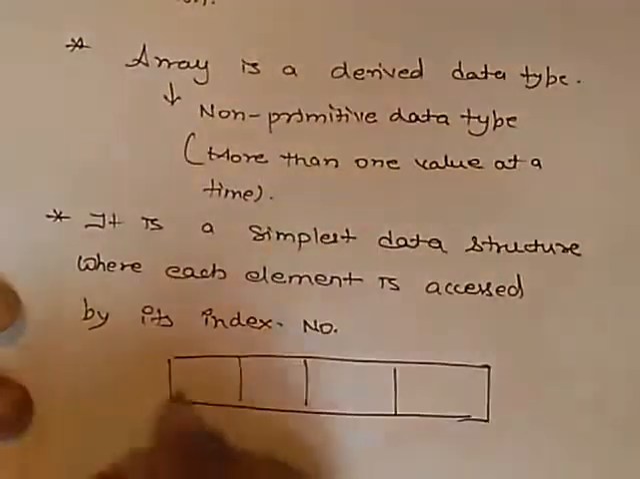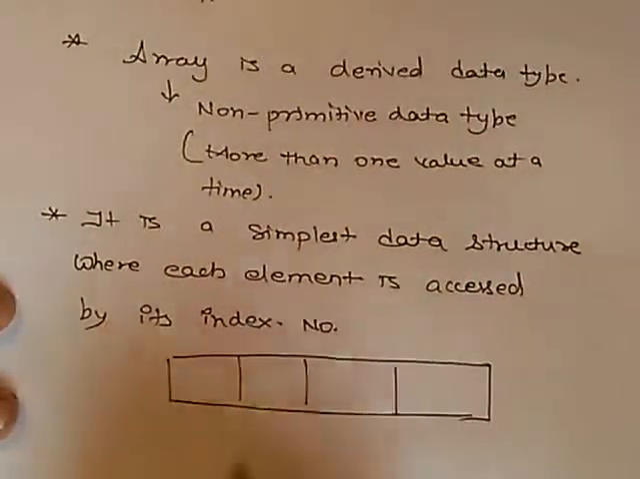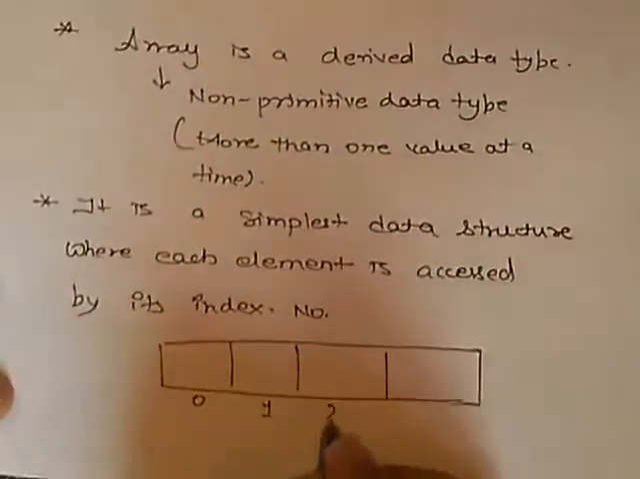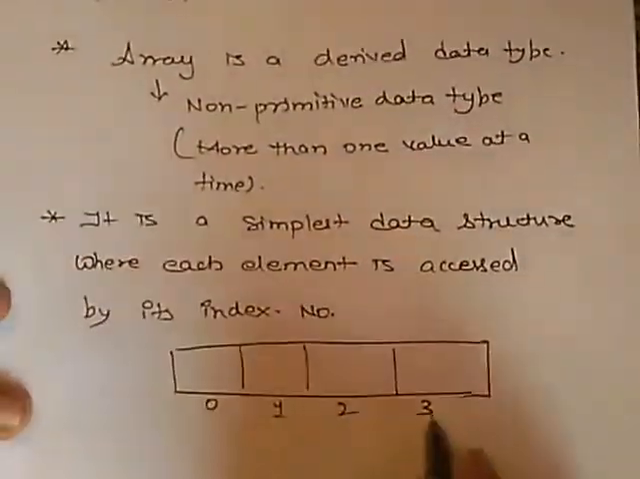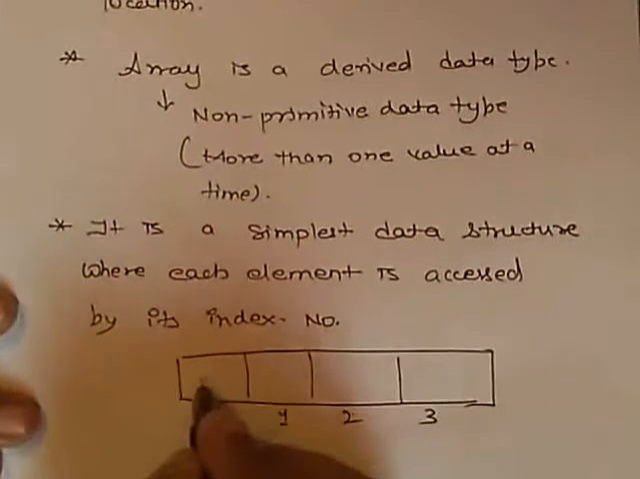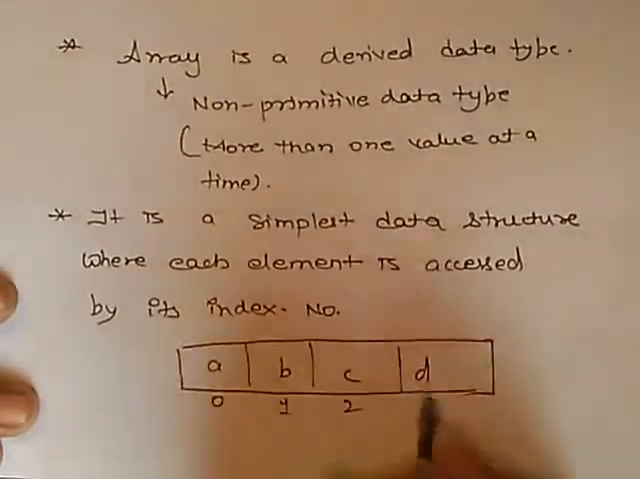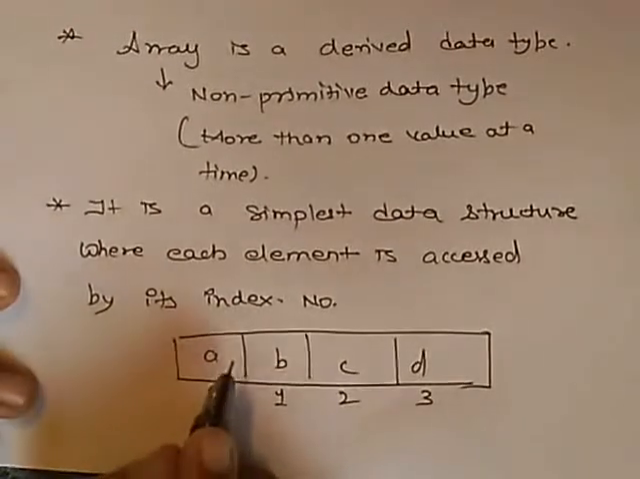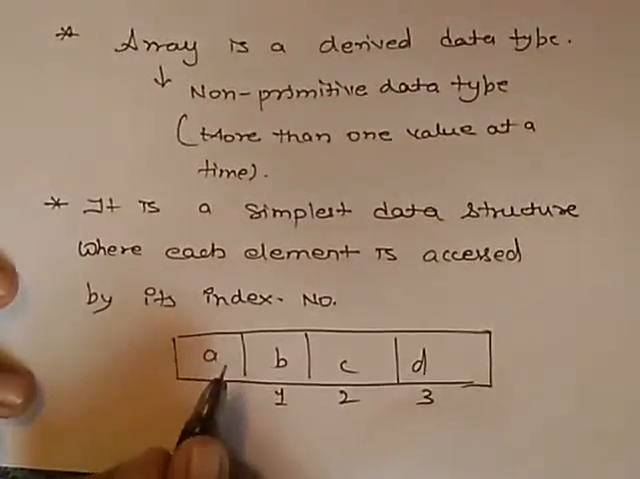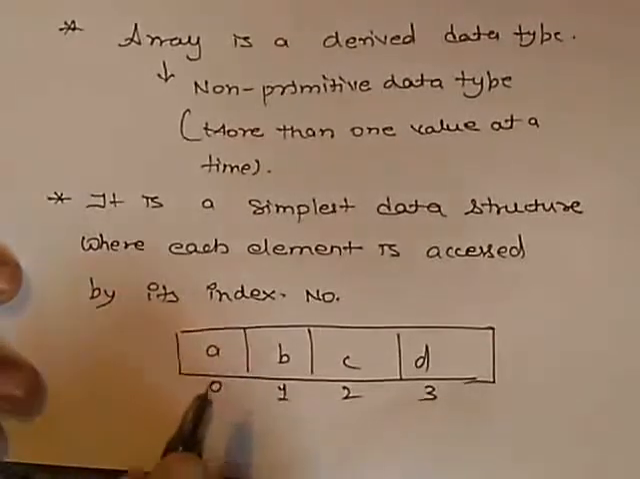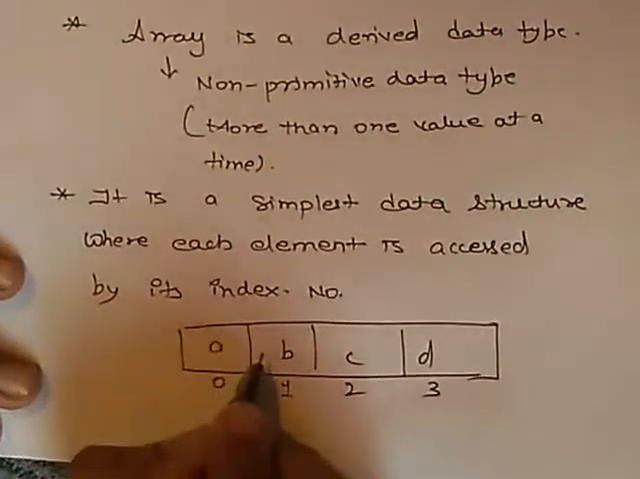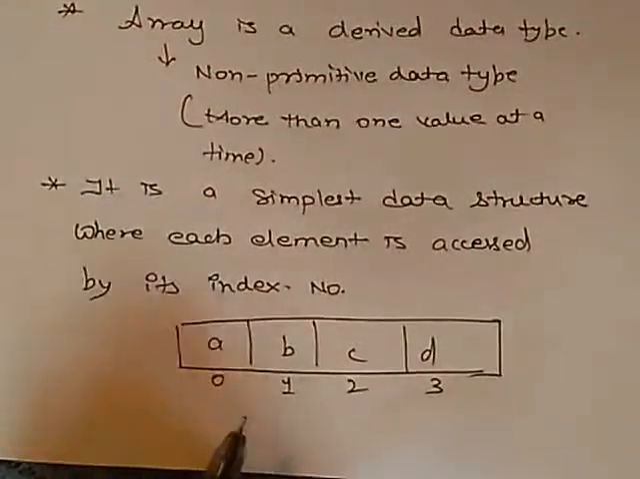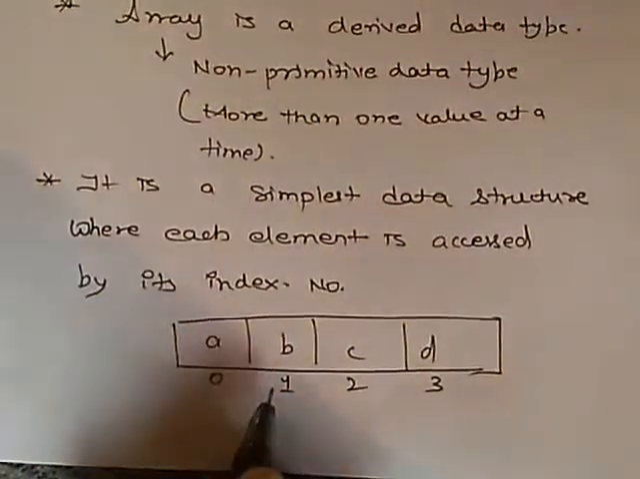Now these are the memory locations and these are the index numbers 0 1 2 3. So all of these elements, for example a b c d, are accessed by the index number. So this is the simplest data structure and we can say that in an array we can access these elements randomly. Now let us describe the properties of array.